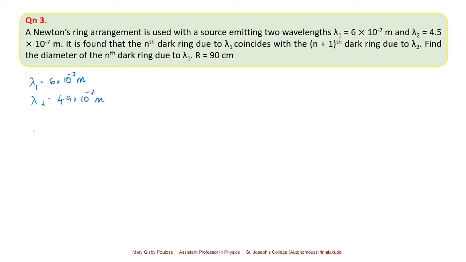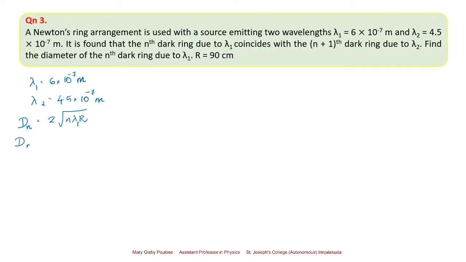Now the nth dark ring due to lambda 1 coincides with the n plus 1th dark ring due to lambda 2. So the rings are coinciding, right? Let us write down the expression for the diameters, and the diameters will be coinciding. The diameter of the nth dark ring is given as dn is equal to twice square root of n lambda r. Here the nth ring is due to the lambda 1 wavelength. So dn is equal to twice root of n lambda 1 r.